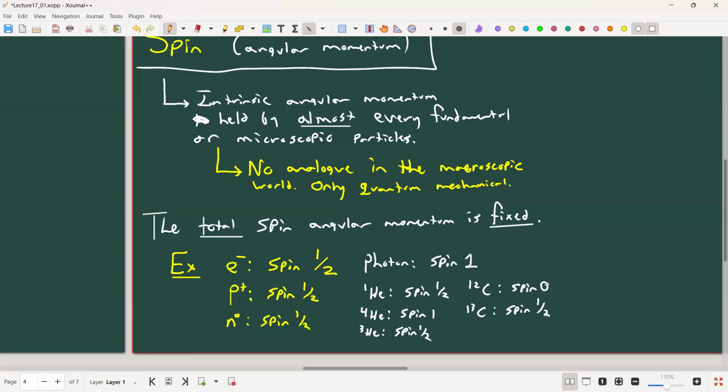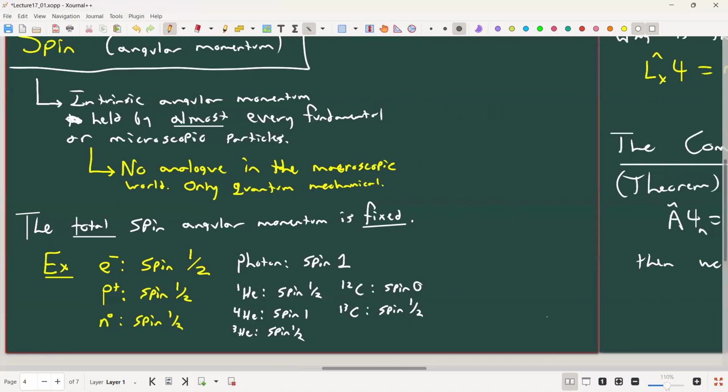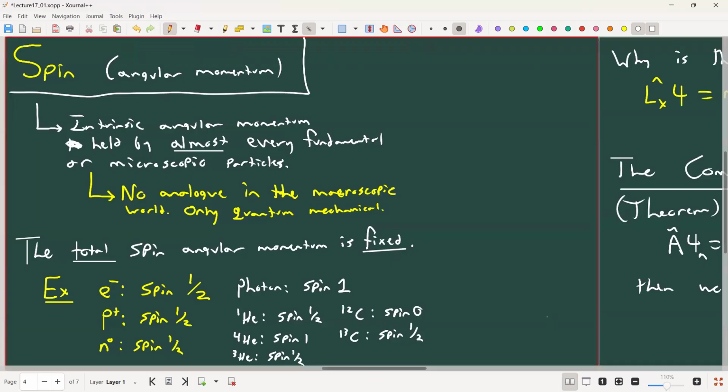Let's talk about how the math works. Why is it that it's 1/2? Well, we don't need to write down anything about wave functions for this stuff because these are angular momenta. We already know how it works. Because it's an angular momentum, it's in 3 dimensions. There's an S squared operator, and there's a z-axis operator.